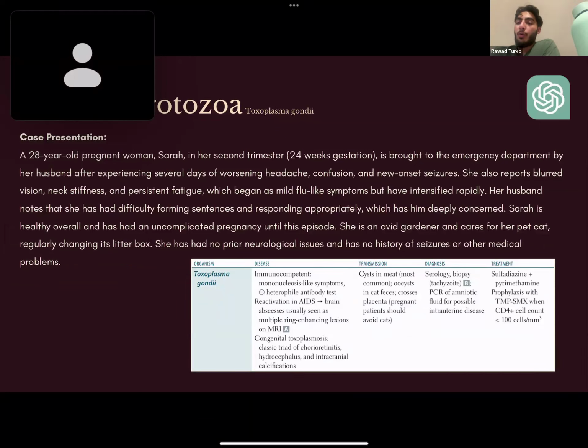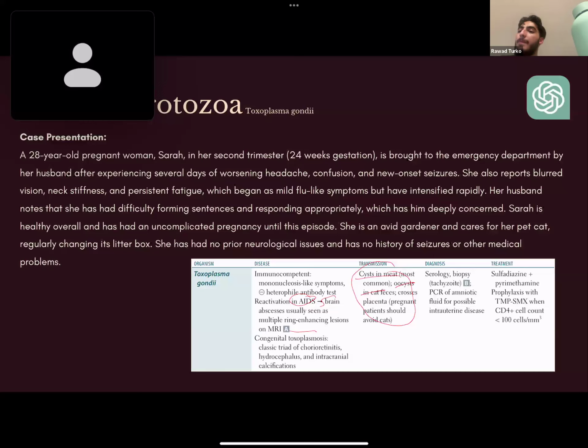So what's the disease? Toxoplasmosis, reactivation in AIDS. Congenital is whatever you guys can see, and it's a brain abscess. Okay, so in AIDS patients, you guys can see a brain abscess, and that's because it infects the brain. Transmission is through cysts in meat, or oocysts in cat feces. Okay, and the diagnosis is made through tachyzoites or PCR of amniotic fluid.